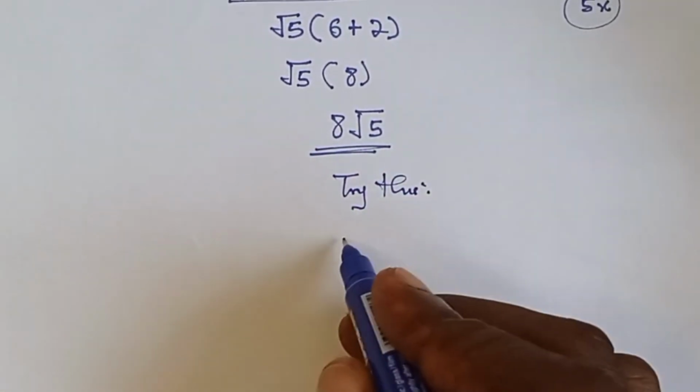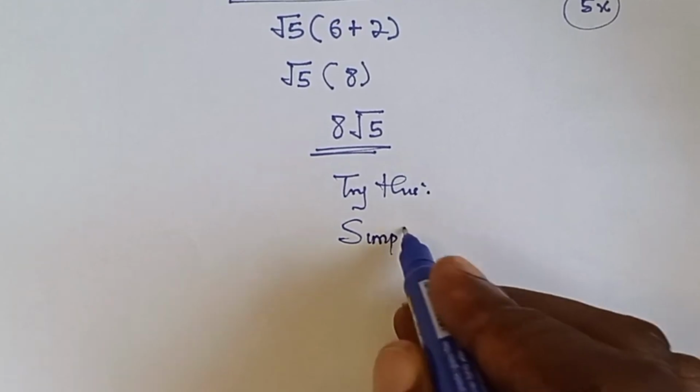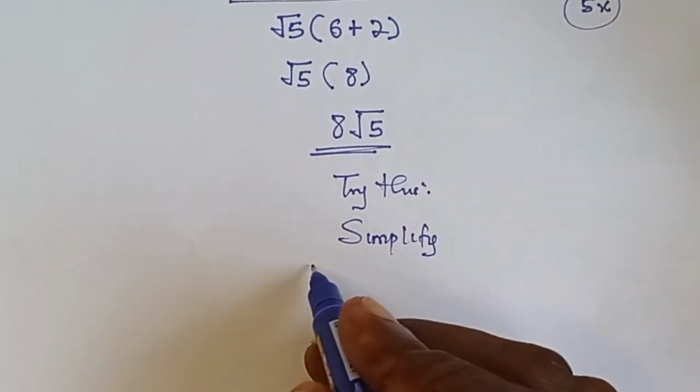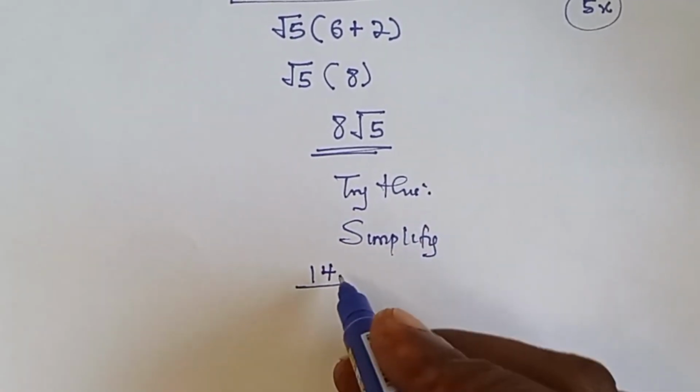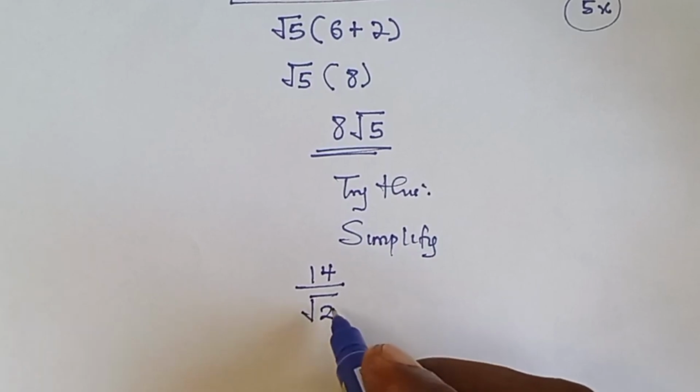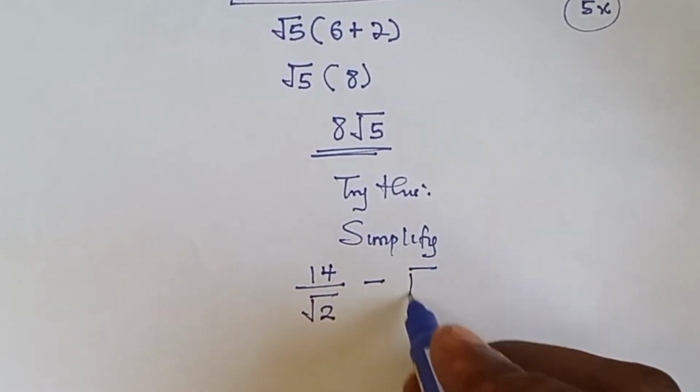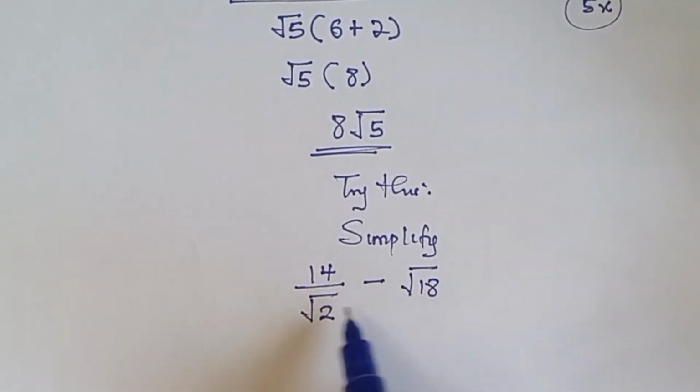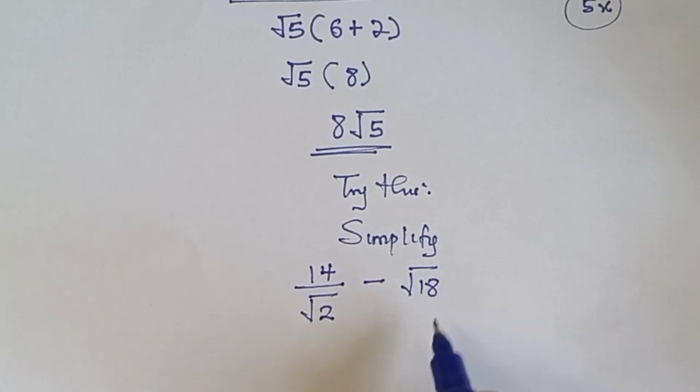Alright, so now let's try this. Let's simplify 14 over root 2 minus root 18. Okay, let's simplify 14 over root 2 minus root 18, and let's drop our answer in the comment section.